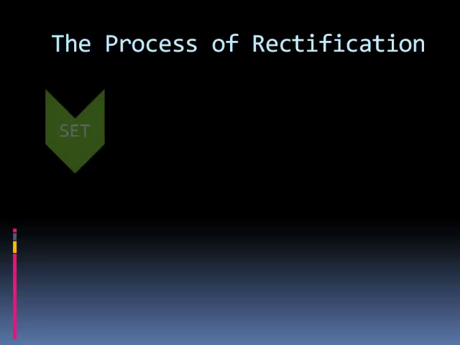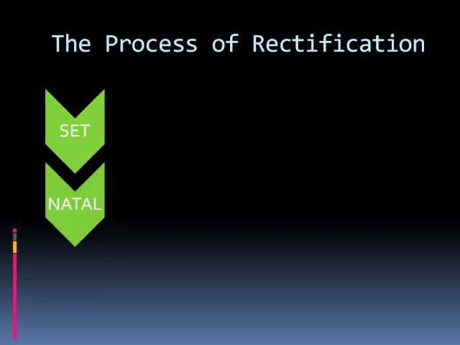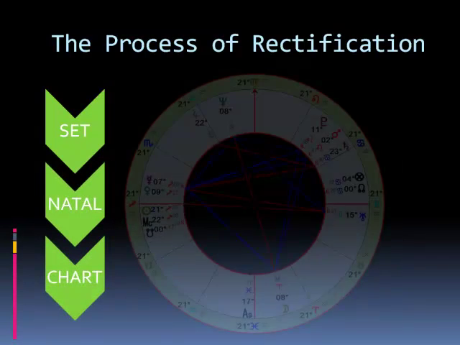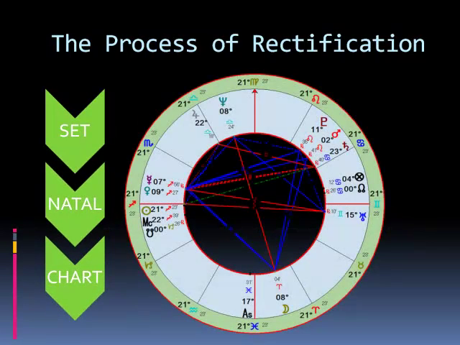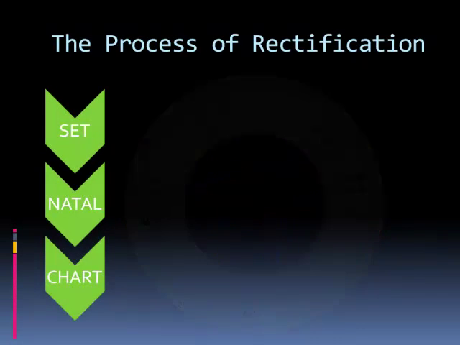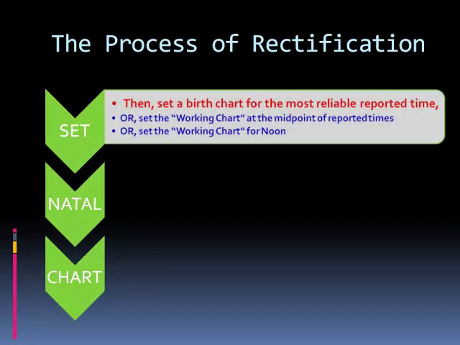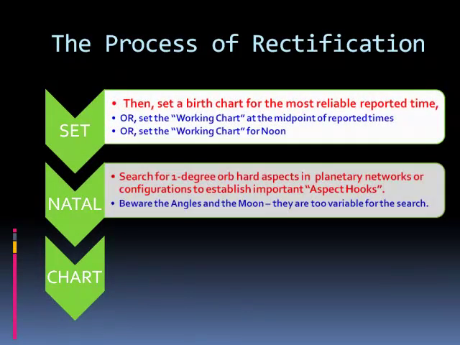Once you have that information at hand, then set a birth chart for the most reliable reported time. Rarely do we deal with a 24-hour search. Most often we're looking at an adjustment of a few minutes one way or the other. If we are dealing with a chart where the time is truly unknown, then a working chart set for noon would be most appropriate.